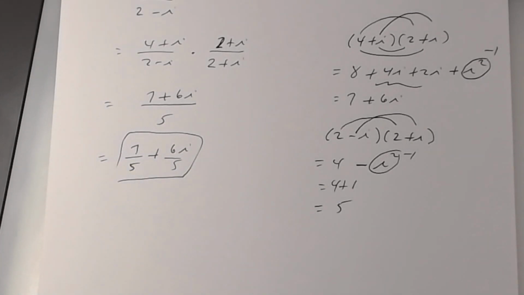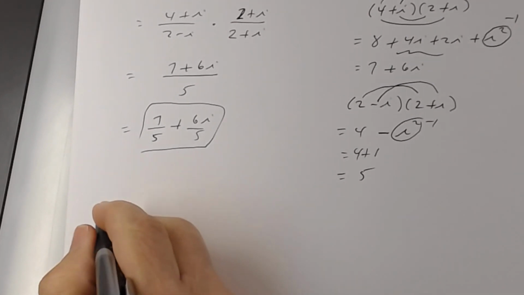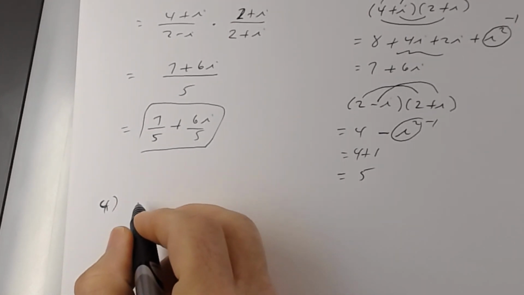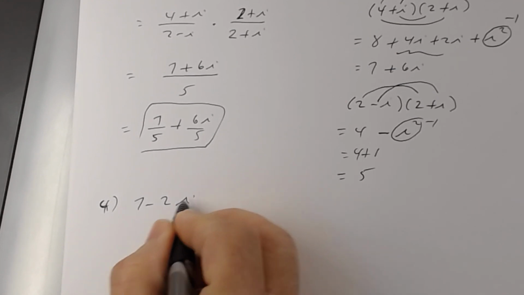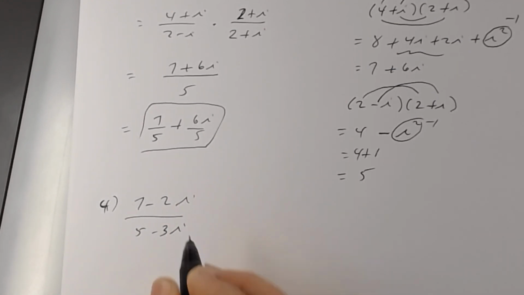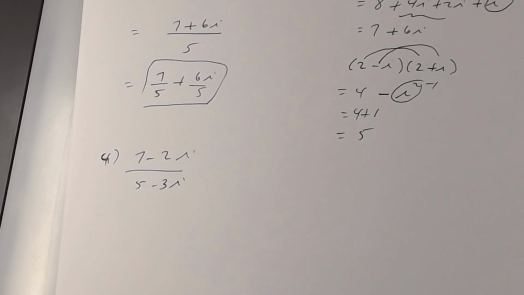Okay. So any questions? Y'all can do this. That's all this is. What section is this? This is 1.4. Still 1.4. Okay, and then let's do one real quick, one more. 7 minus 2i divided by 5 minus 3i. So you would divide those two complex numbers.